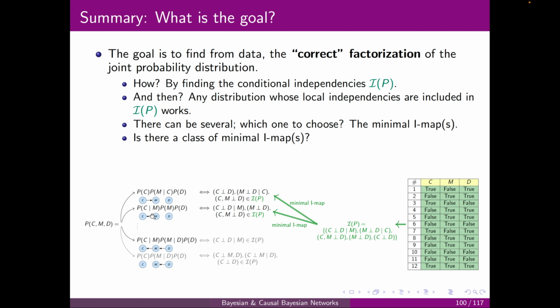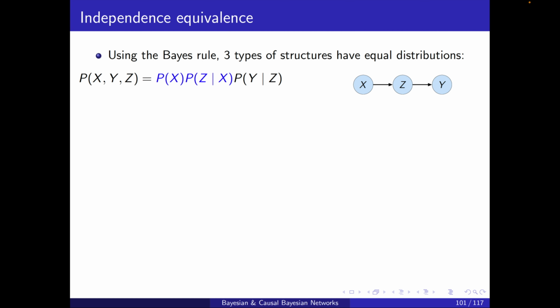Now the question is, is there a class of minimal I-maps? Well, we haven't defined what we mean by a class, but we have a sense of a similar property that holds among all these minimal I-maps, and I'm going to explain that here. Using the Bayes rule, three types of structures have equal distributions. We have seen this before.